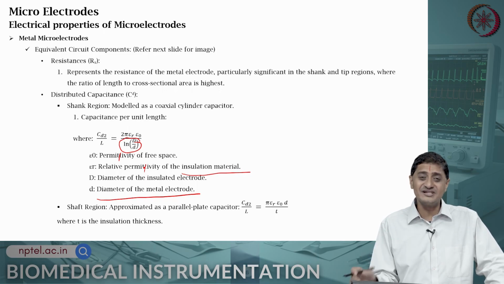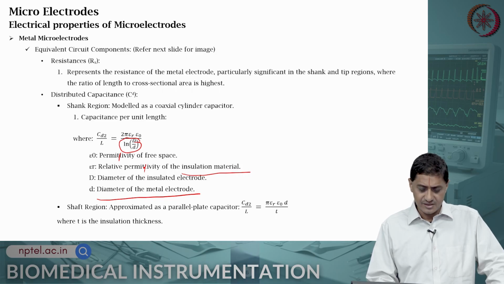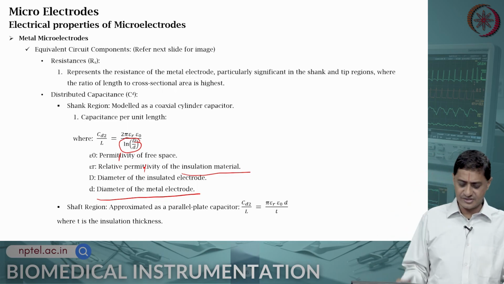And then the shaft region itself can be modeled as a parallel plate capacitor, in which case I can model this as epsilon r epsilon naught d divided by T, where T is the thickness of the insulator.